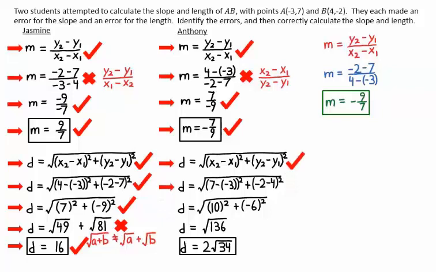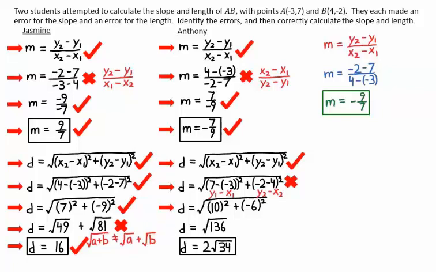For Anthony's second step, note that he has reversed some of the x and y coordinates. He has actually written down here y1 minus x1 all squared, and then y2 minus x2 all squared. Note that we have to use y2 minus y1 all squared and x2 minus x1 all squared, keeping the x's together and the y's together. Therefore, Anthony went wrong in this second step.